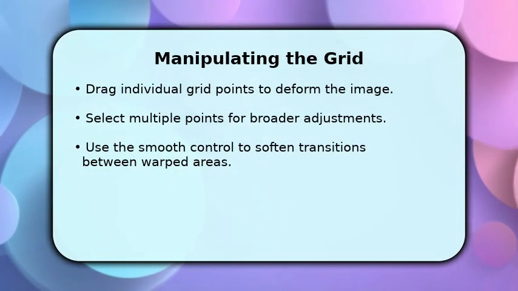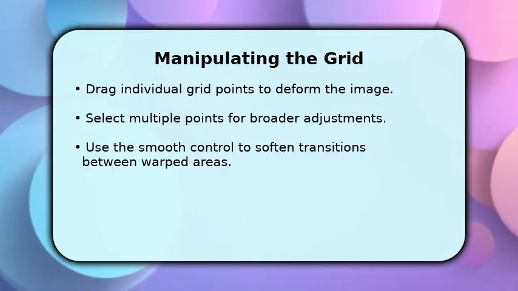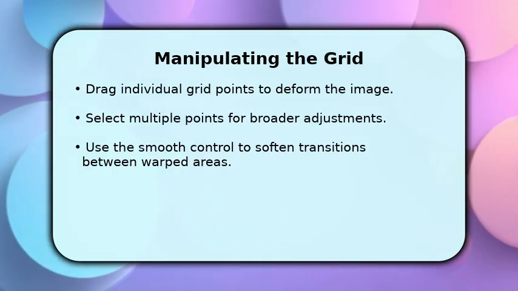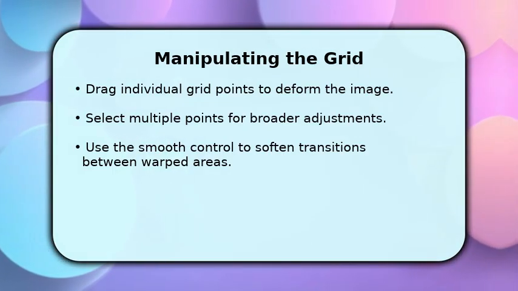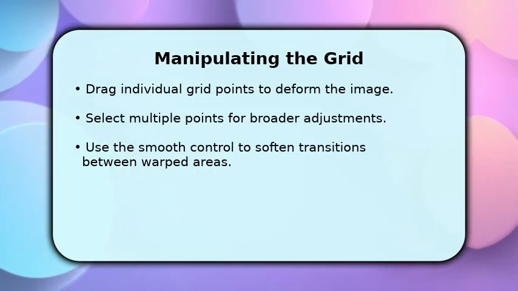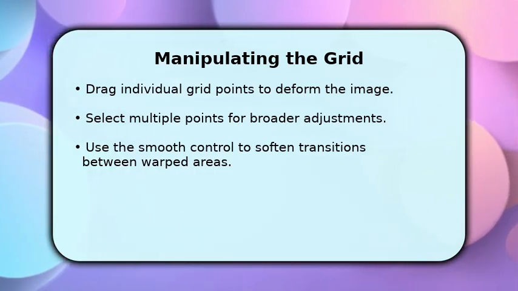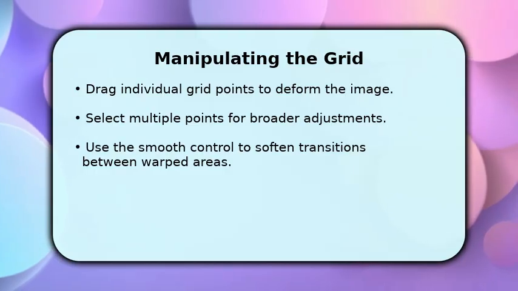Once your grid is set, you can start manipulating it. Simply click and drag individual grid points to deform your image in real time. For larger adjustments, select multiple points by drawing a box around them, then move them together.